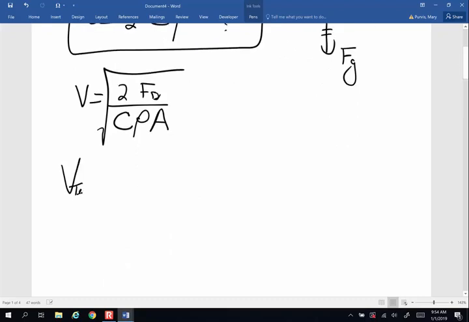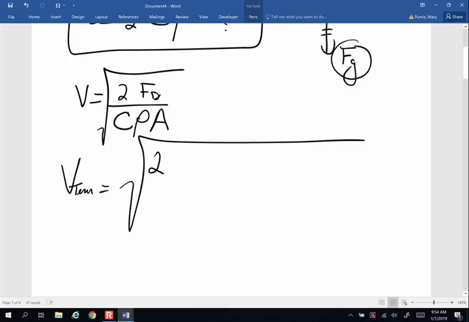The terminal velocity I am going to use for this situation. The force of drag is going to be equal to the force of gravity. So the force of gravity is the mass, my 80-kilogram mass of my person, times, to get gravity, times 9.8 meters per second squared.